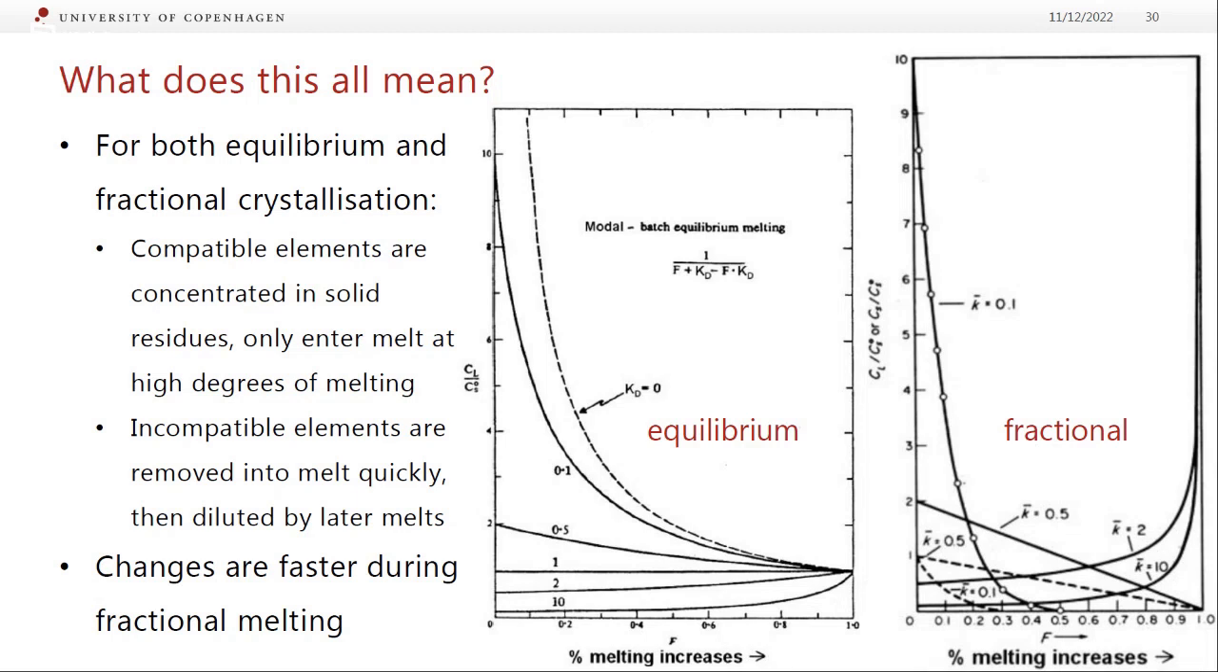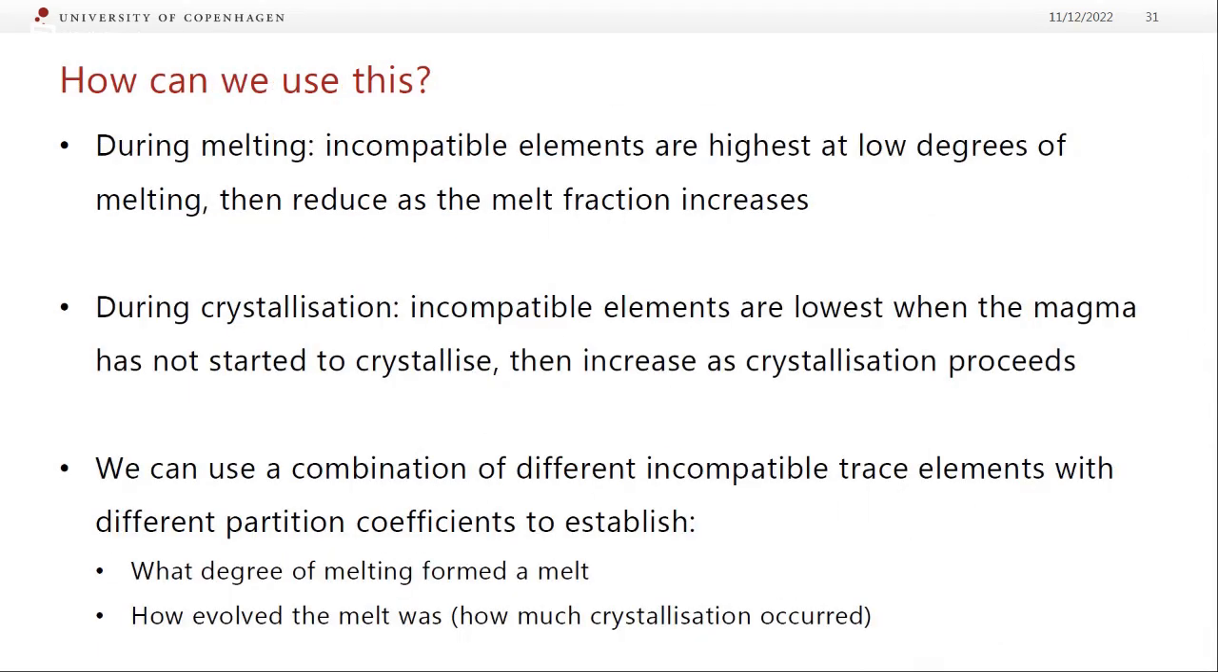With the fractional ones, you can see a couple of examples here, here's one for a compatible element. It's actually pretty similar, but because we're removing the melt, the concentration of this compatible element in the last liquids gets really extreme, because the last solid is going to be close to 100% of these very compatible elements. Again, you can see the same idea that fractional melting causes more rapid changes than equilibrium melting.